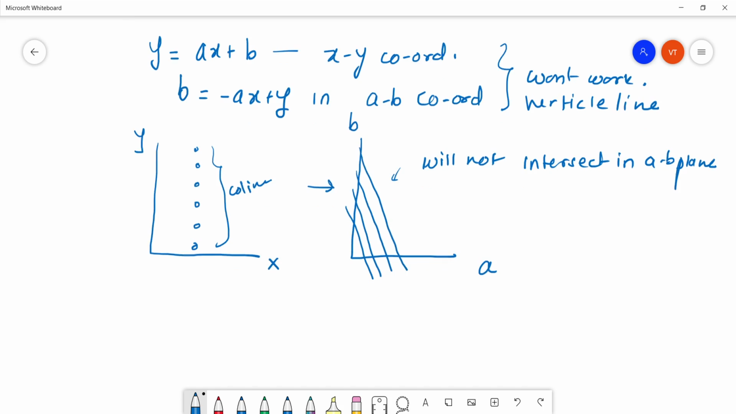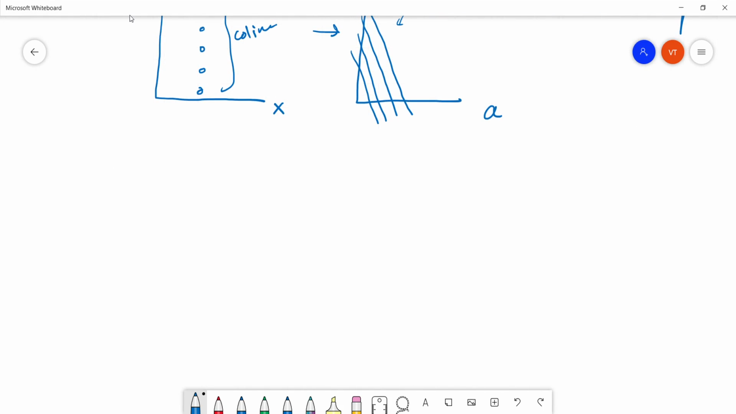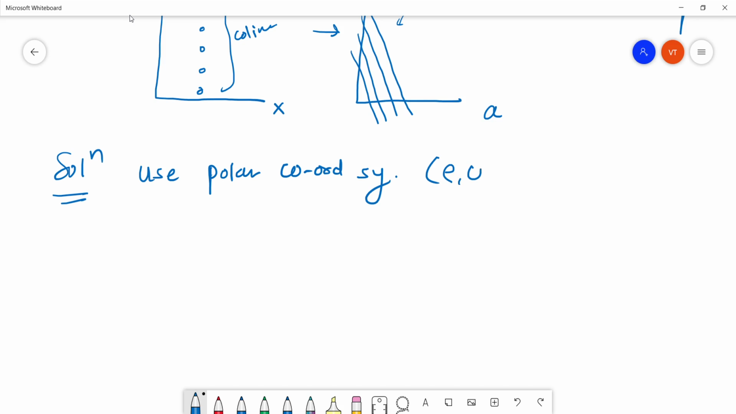So what is the solution for this? The solution is to use the polar coordinate system using rho and theta. So how do we write it? x cos theta plus y sin theta equal to rho.